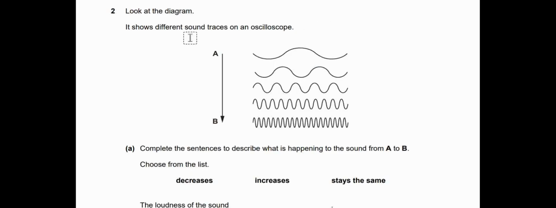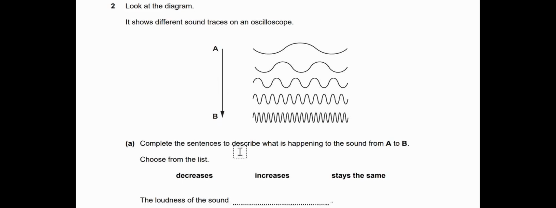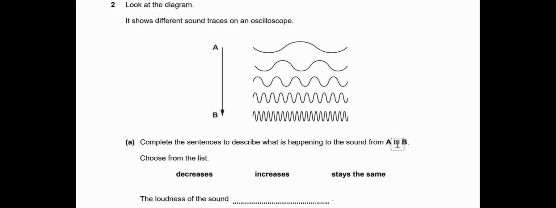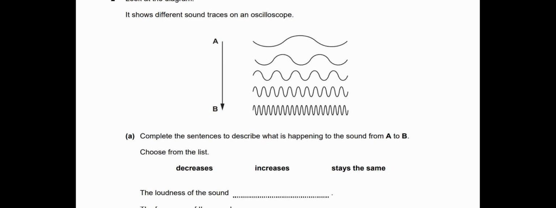Question 2. Look at the diagram. It shows different sound traces on an oscilloscope. Complete the sentences to describe what is happening to sound A from A to B. Choose from the list. So we can see here the wavelength is getting shorter. From like this, now it becomes shorter and shorter.